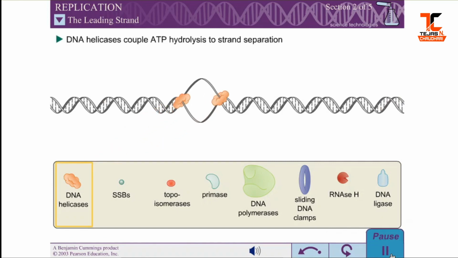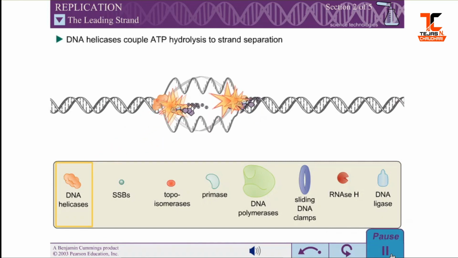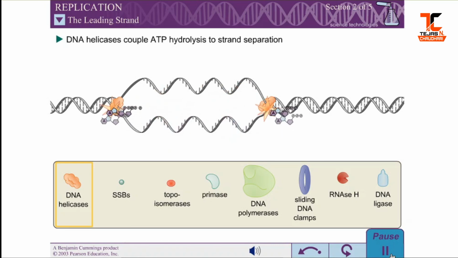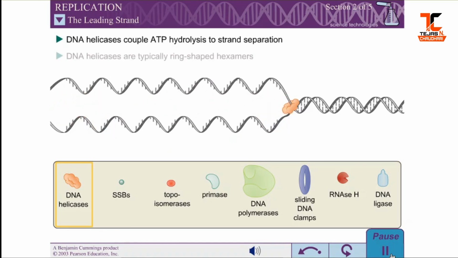DNA helicases are a class of enzymes that couple ATP hydrolysis to the separation of DNA strands. The DNA helicases involved in replication are typically hexameric proteins in the shape of a ring. The junction between the newly separated template strands and the unreplicated double-stranded DNA is called the replication fork. The replication fork can be looked at as moving continuously toward the unreplicated double-stranded DNA.